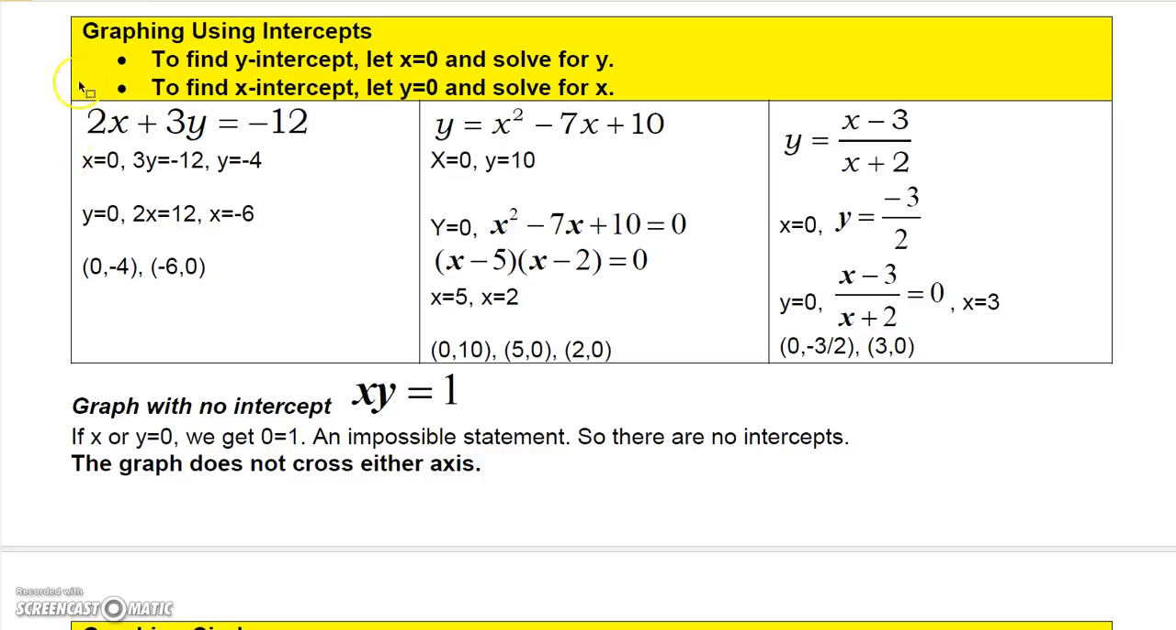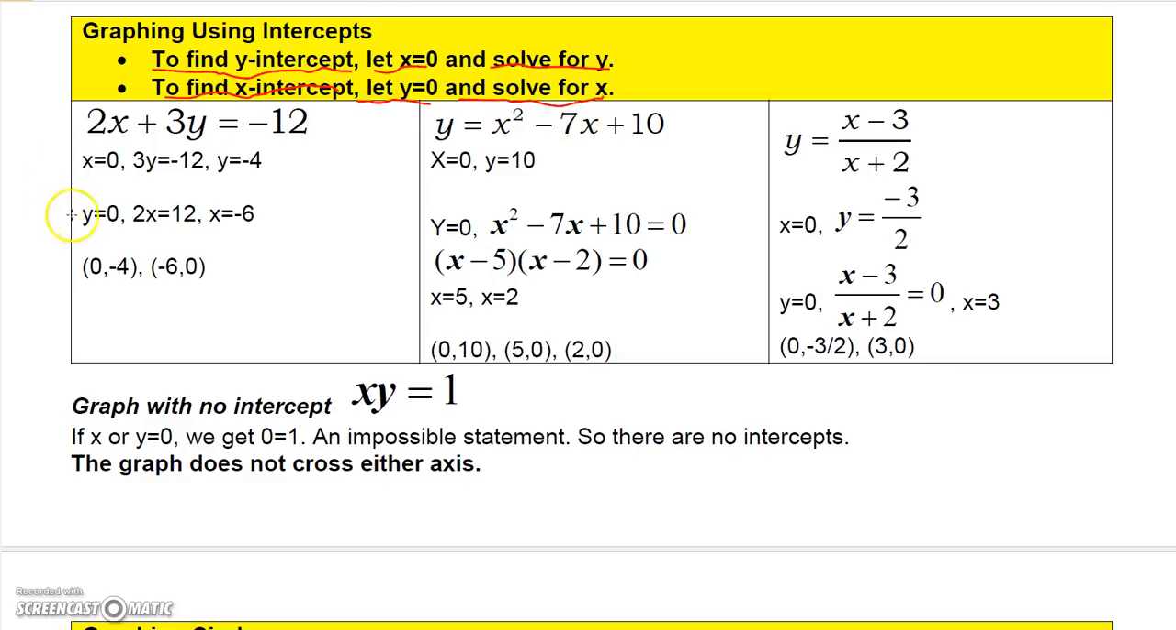Okay, let's talk about graphing using intercepts. One of the easiest things you can do is plot the intercepts of a graph. It's very simple. If you want to find where the graph crosses the y-axis, which is the y-intercept, let x be 0 and solve for y. And then if you want to find where the graph crosses the x-axis, which is the x-intercept, then just let y equal 0 and solve for x.